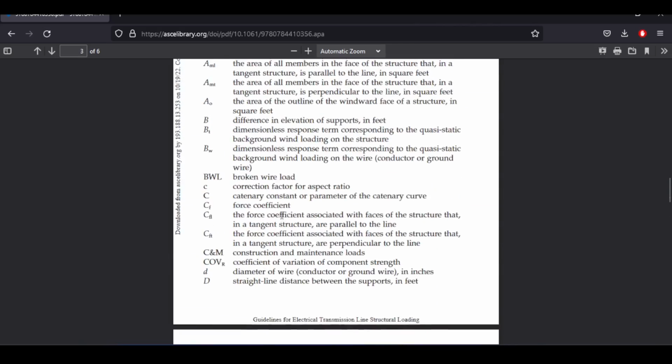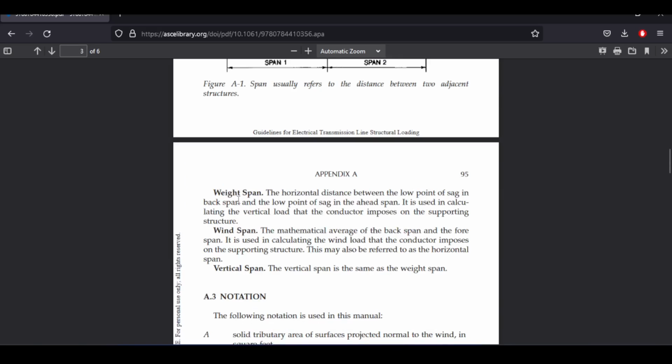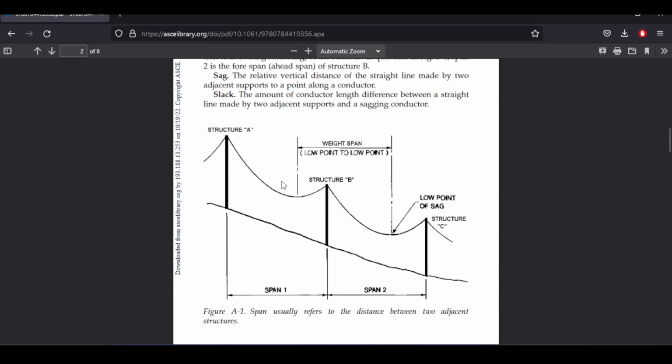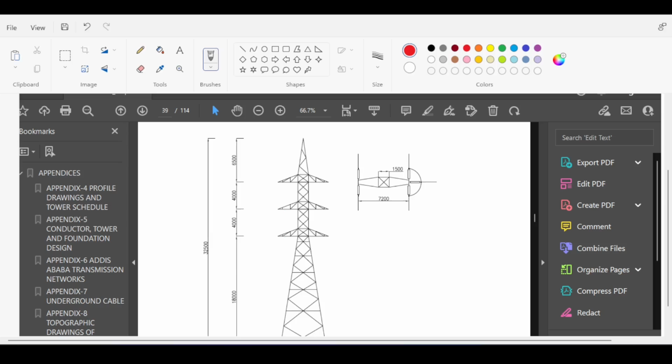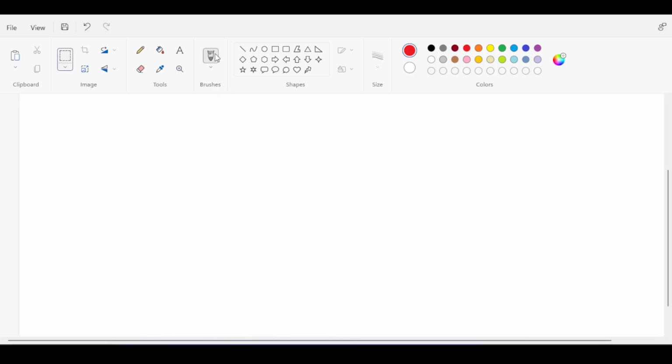But before I do that, I just want to explain those notations. What is a weight span? What is a wind span? Now, there is some English here, but I want to make it as simple as possible. You would think weight span and wind span, aren't they equal? Well, let's talk about this very quickly.